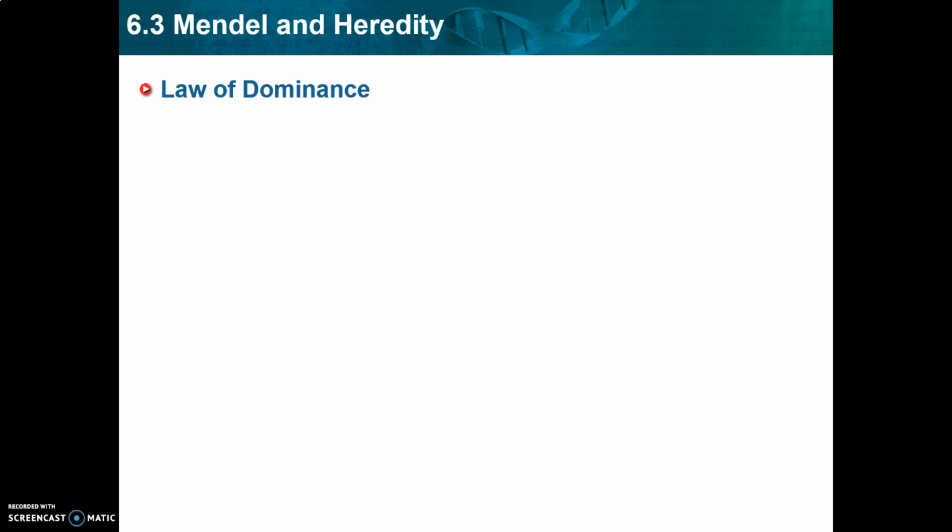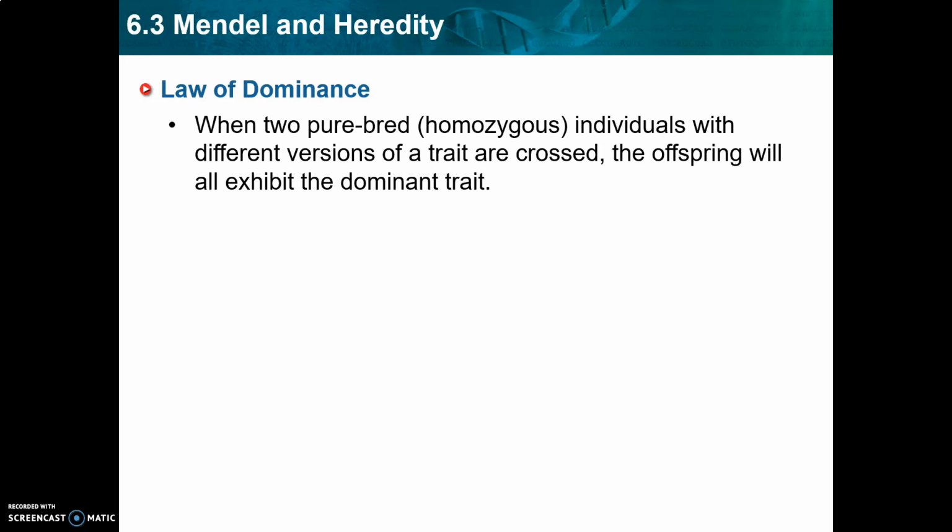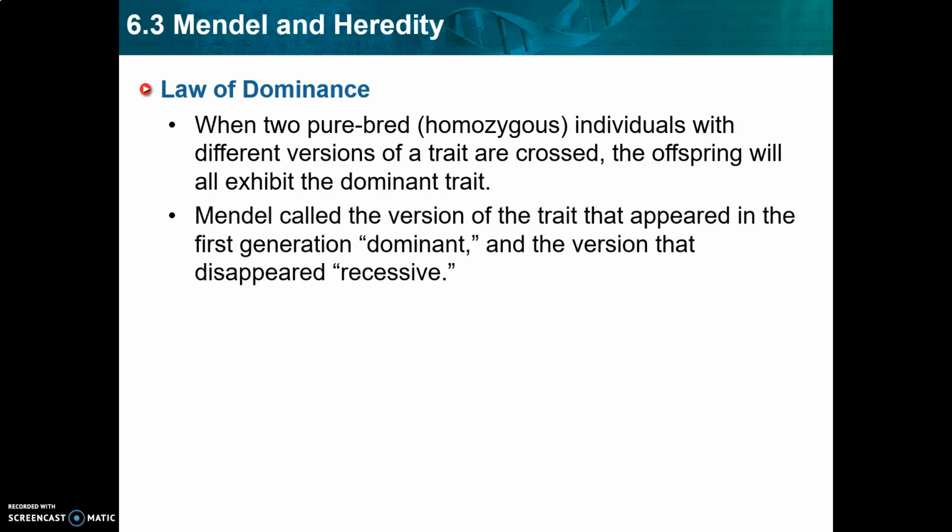The first one is the most straightforward. This is the law of dominance. We actually have already discussed this just in looking at the results of that F1 generation. The law of dominance tells us when you cross 2 purebred individuals that have different versions of a trait, all of their offspring will exhibit whichever trait is dominant. And this is where the term dominant and recessive comes from. Mendel didn't know about genes and alleles, but he could view a phenotype, and whatever phenotype showed up in the F1 generation, he just called that the dominant one because it was covering up the second phenotype, and he called that second phenotype, the one that disappeared in the F1 generation, recessive.